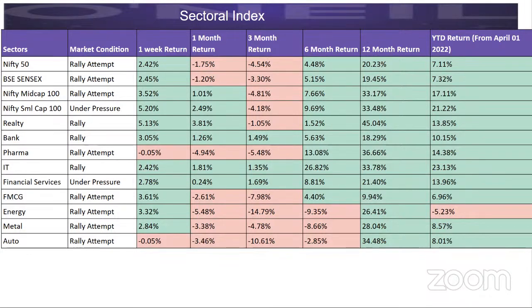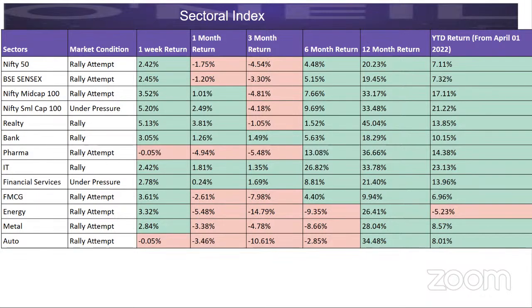So Nifty 50 and Sensex are in rally attempt, and the broader market index, Midcap 100, is in rally attempt. Apart from that, pharma, FMCG, energy, metal and auto are in rally attempt. Only IT, realty and banking are in confirmed trend. Weightage-wise, financial services is again under pressure, but banking is in uptrend. Rally means confirmed uptrend.